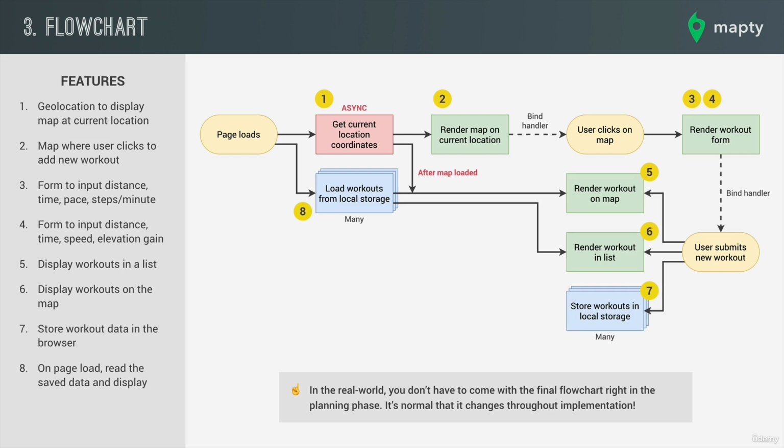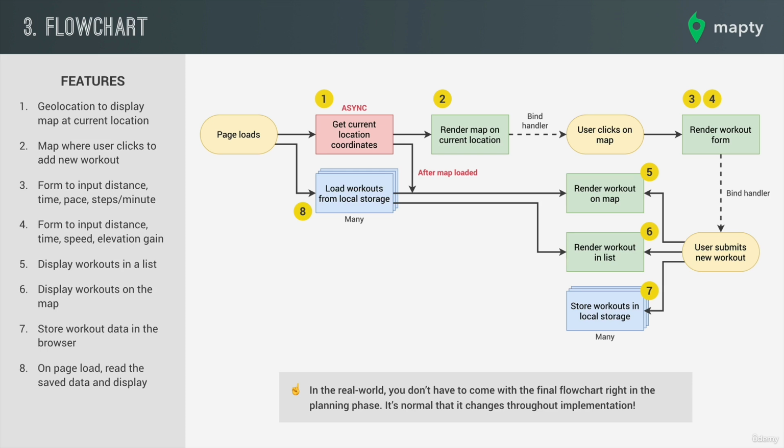So using that local storage API in the browser that I just mentioned in the last slide, whenever the page loads, as we see here on the left side of the flowchart, we get all of the workouts from local storage and render them on the map and on the list. And of course, that can only happen after the current location has been fetched and the map has been displayed. And so that's essentially what async means.